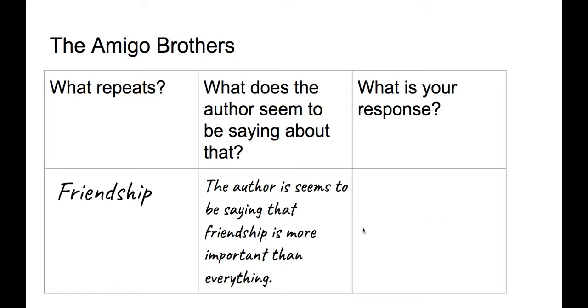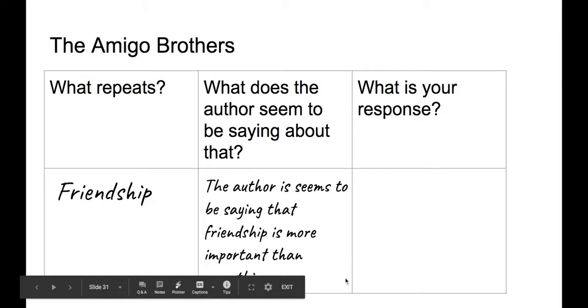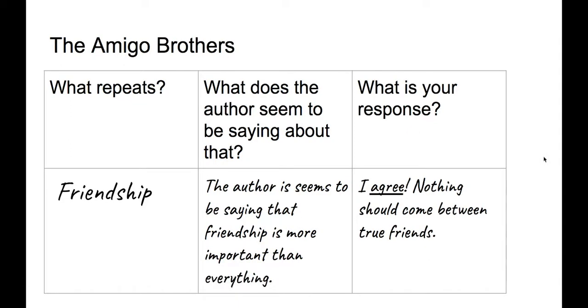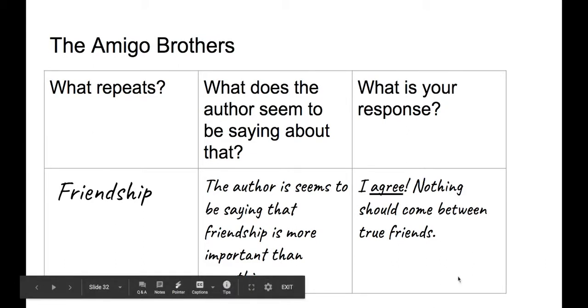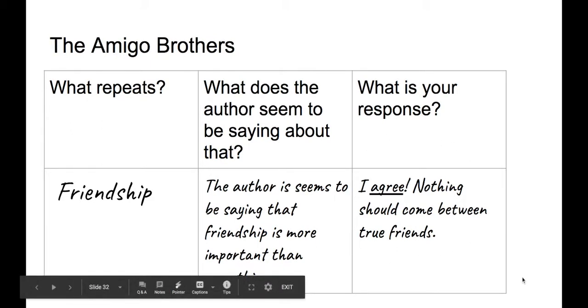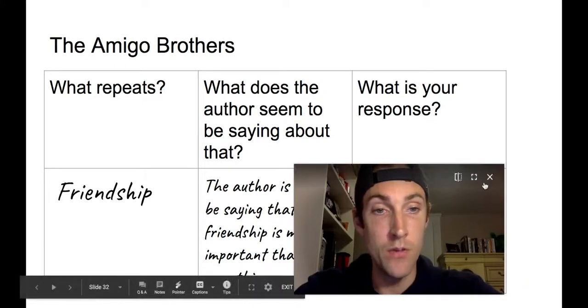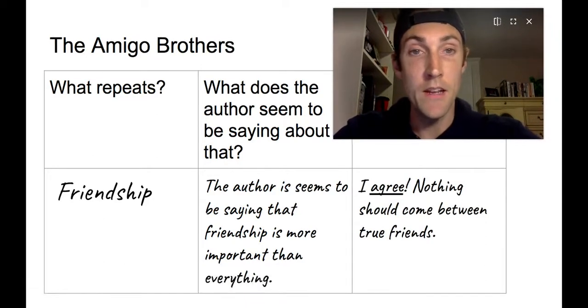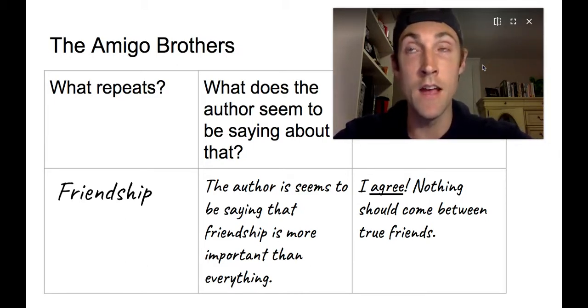And the last thing that I want you to do is ask yourself, what is your response to that? So here's what I said. I said, I agree. Nothing should come between true friends. And what I've ended up with here is what could be a theme statement for this story. Now, I know that we have not finished reading the whole thing, and you'll get to that tomorrow. But if we're making a statement about the theme right now, then we can continually check up on our ideas as we continue to read. And at the end of this, we can kind of revise this theme statement.